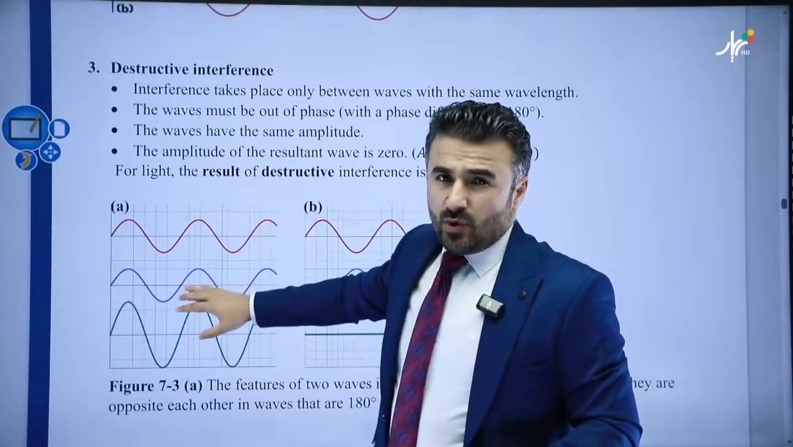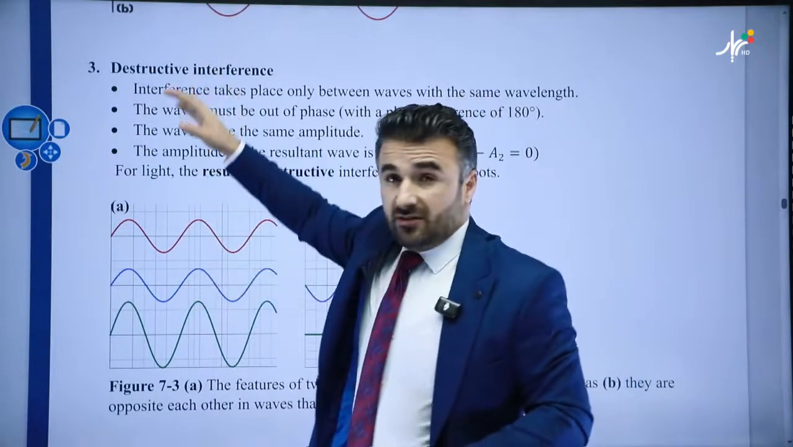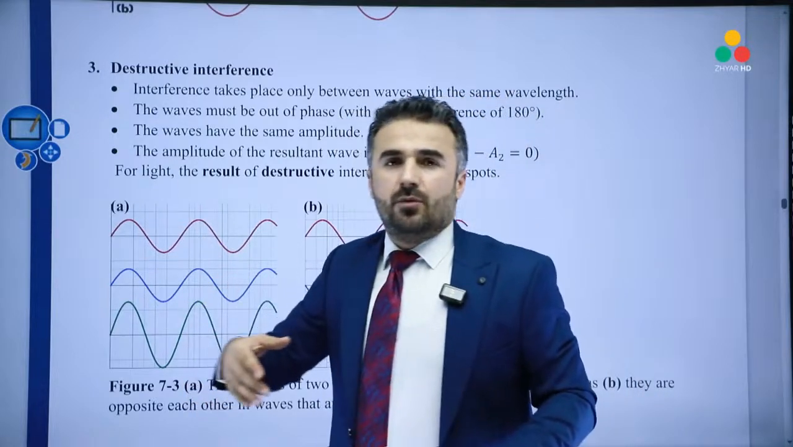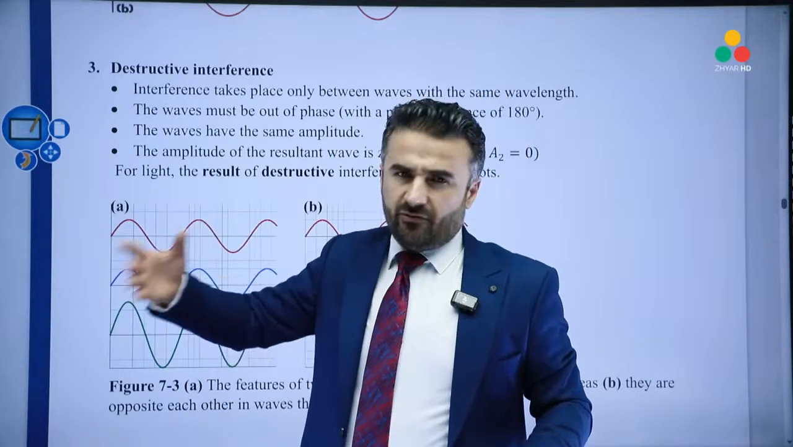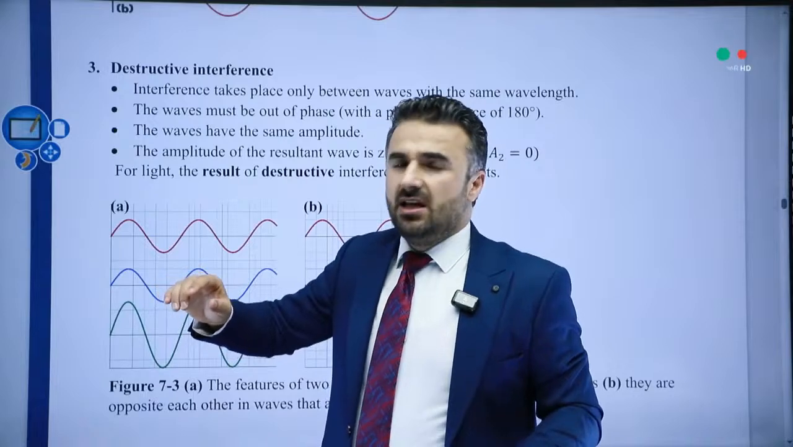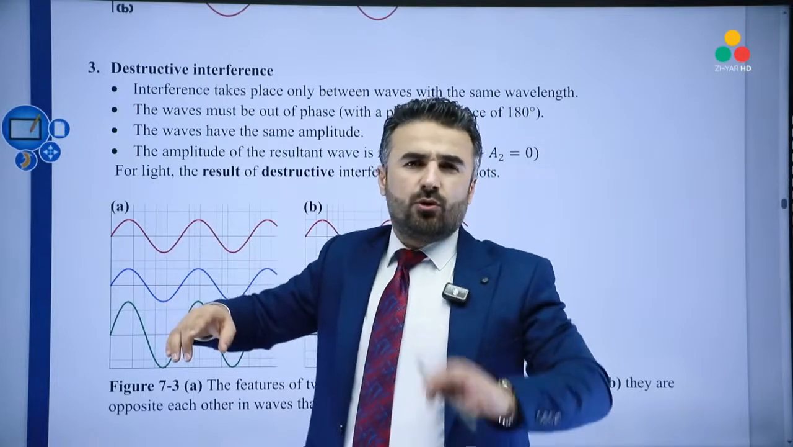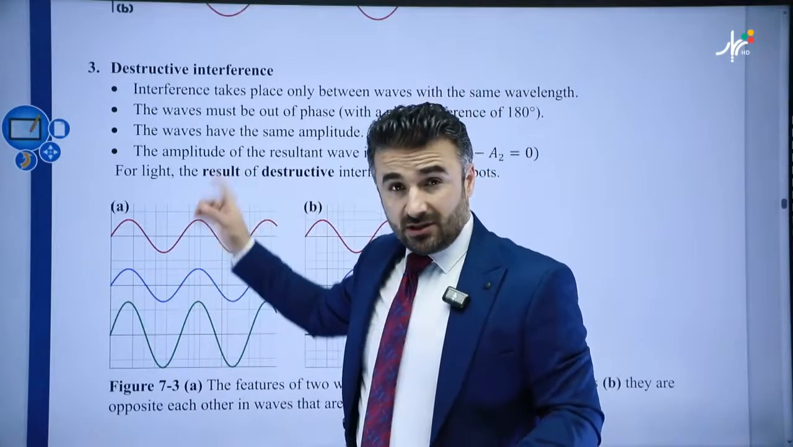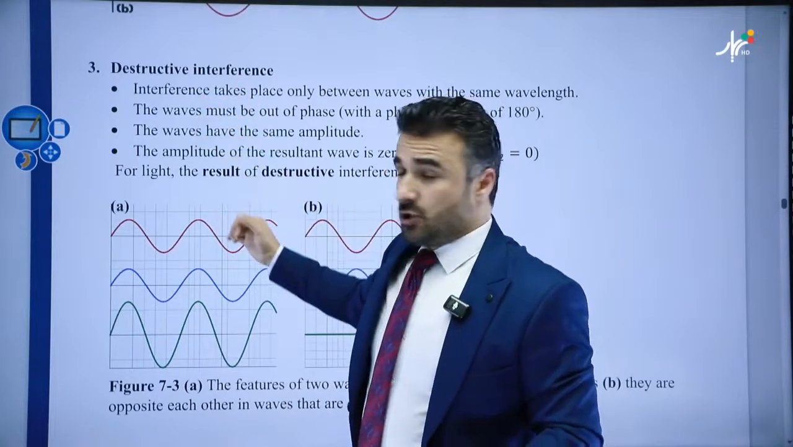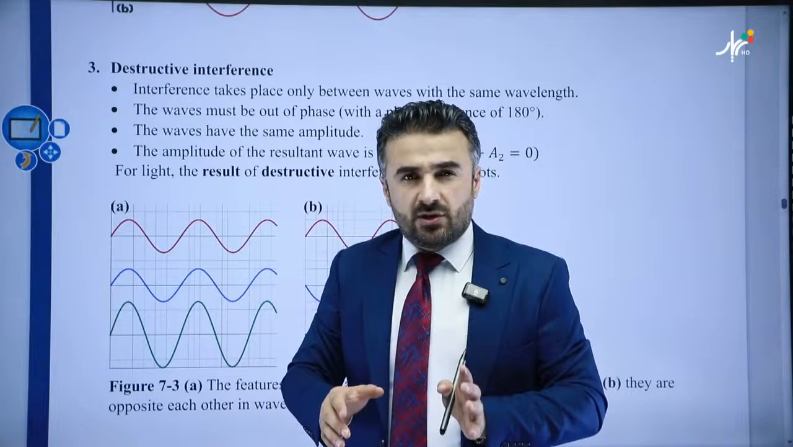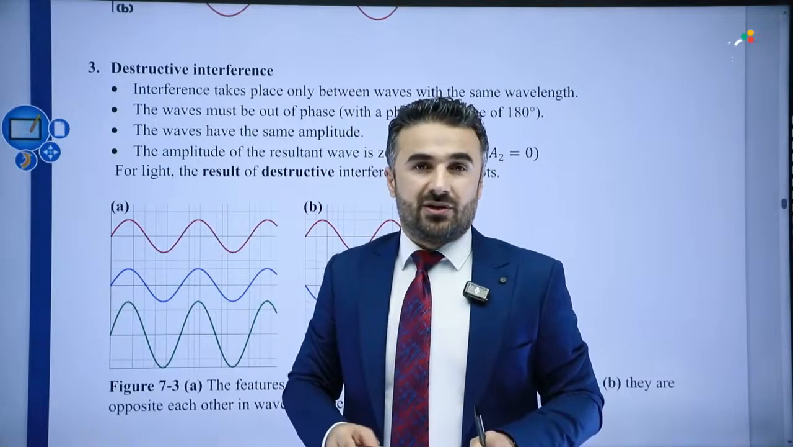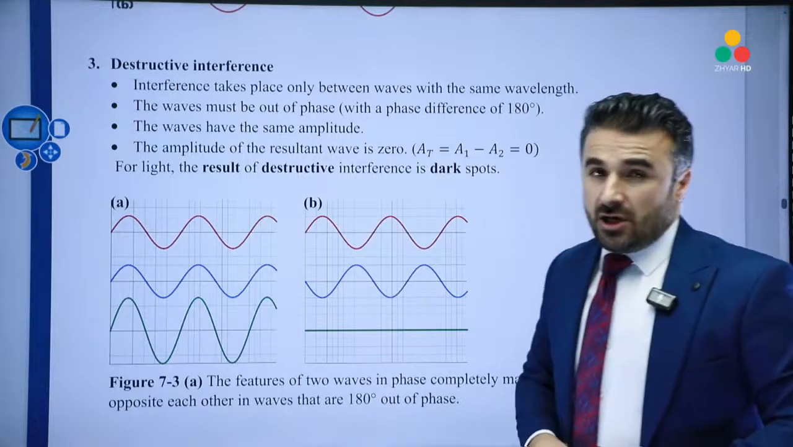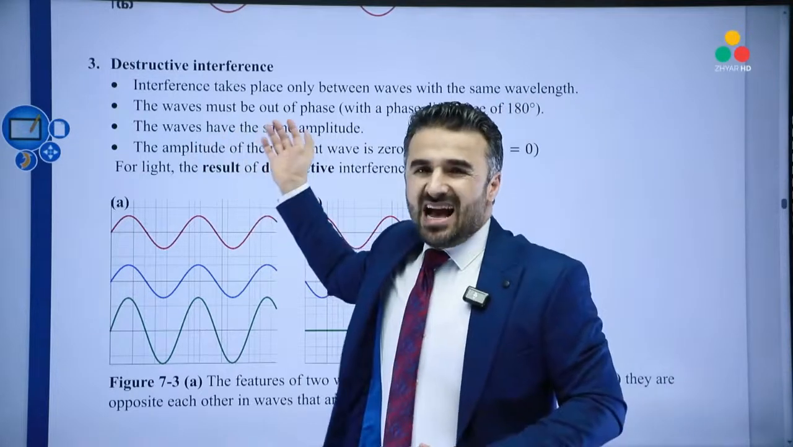But if you do remember, for constructive interference we said the phase difference must be 0, or it could be 2 pi or 4 pi or whatever, as long as we have a whole number of wavelengths. Then we get constructive interference. But for destructive, the phase difference between the two must be 180 degrees. So the waves must be out of phase with a phase difference of 180 degrees, and the waves must have the same amplitude.